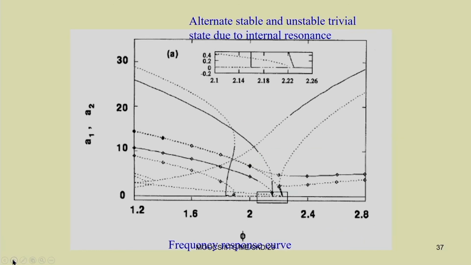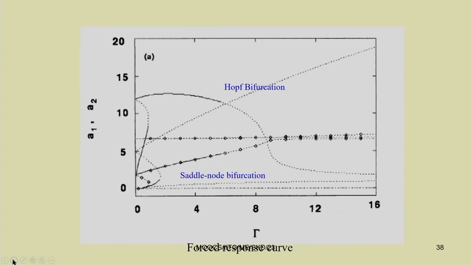You can plot the frequency response or you can plot the force response plots also. This is a force response plot where you have plotted the response amplitude versus the amplitude of the forcing. When you are plotting the amplitude of forcing, you can have different bifurcation points also.